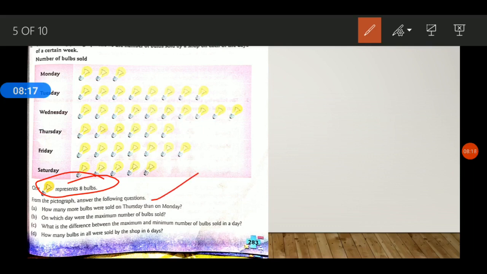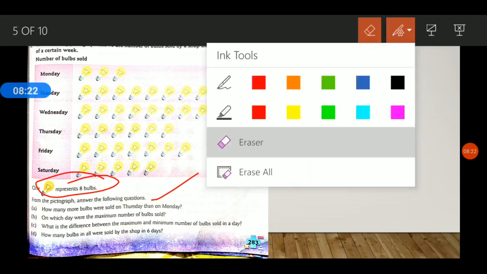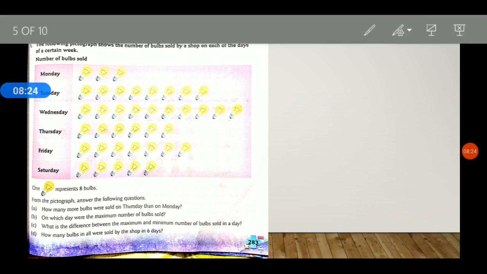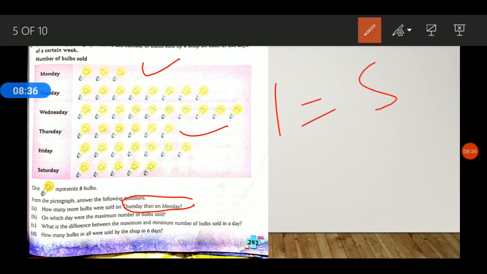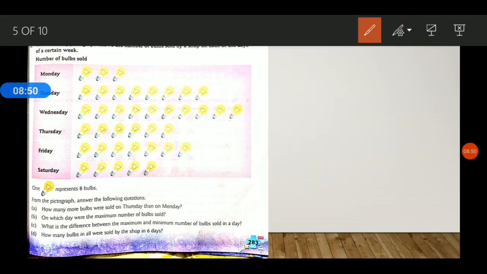Now how many more bulbs were sold on Thursday than on Monday? The question is, how many more bulbs were sold on Thursday than on Monday? Now see, Thursday how many bulbs sold, and on Monday how many bulbs sold? So one picture represents 8 bulbs. So here 3 pictures are given. So one is 8, second is also 8, and third is also 8. So 8 and 8 is 16 and 8 is 24. So 3 bulbs represent 24.